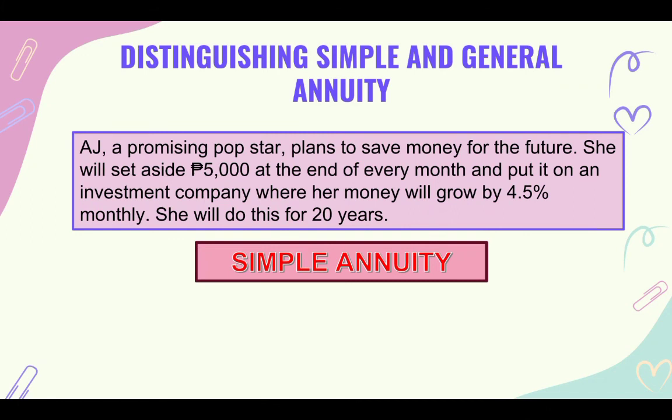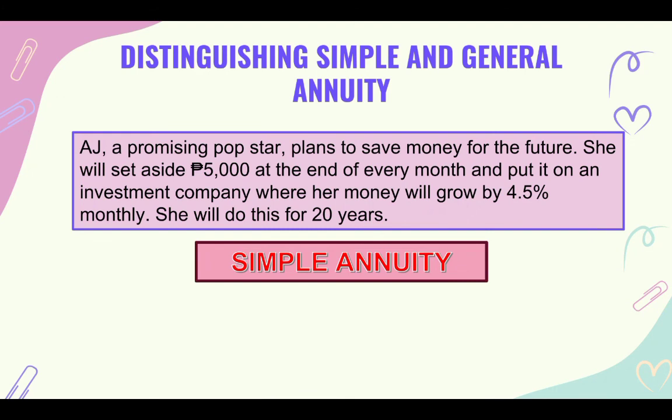Next, AJ, a promising pop star, plans to save money for the future. She will set aside 5,000 at the end of every month and put it in an investment company where her money will grow by 4.5% monthly. She will do this for 20 years. This is a simple annuity.